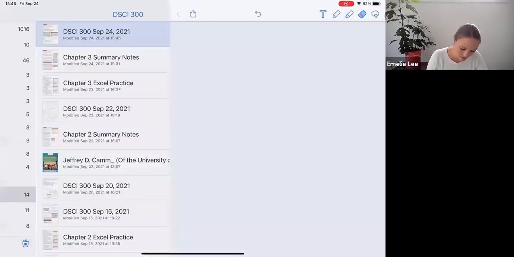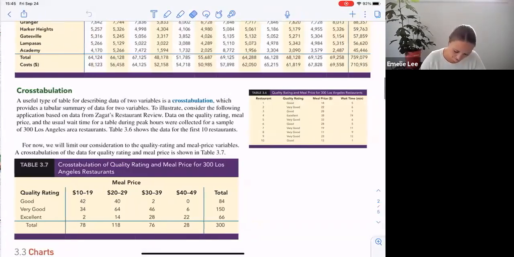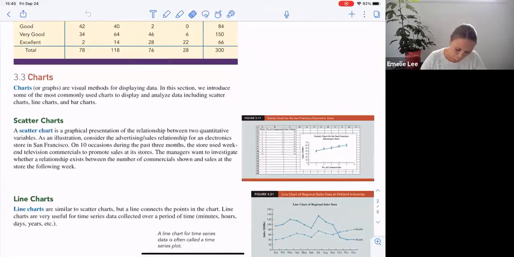All right, so in terms of charts, you'll see that there are just very brief summaries about what each chart is. We've seen some scatter charts already, or a scatter plot is usually what I like to call it.